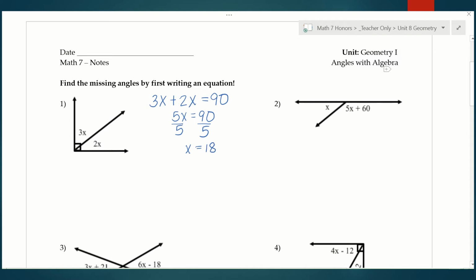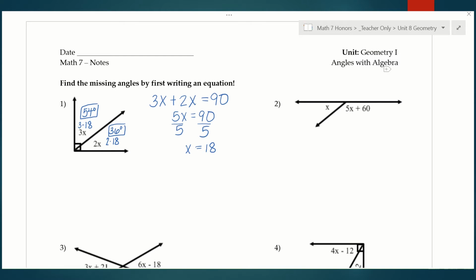I'm not done yet, because if I go back and find the missing angles, I have to figure out what 3 times my answer is. I got 18, so I would do 3 times 18 for that angle and get 54 degrees. Over here I would do 2 times 18 and get that that angle is 36 degrees. I would always do a quick check and make sure that these two add up to 90 degrees, which they do. So that's good to know that we did that correctly.